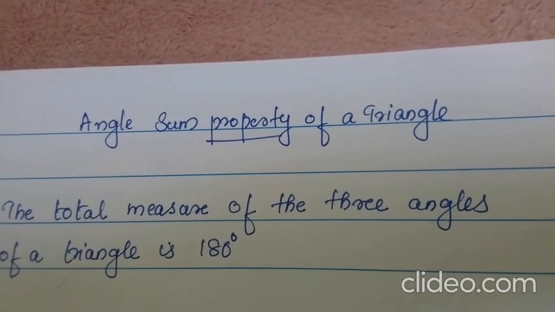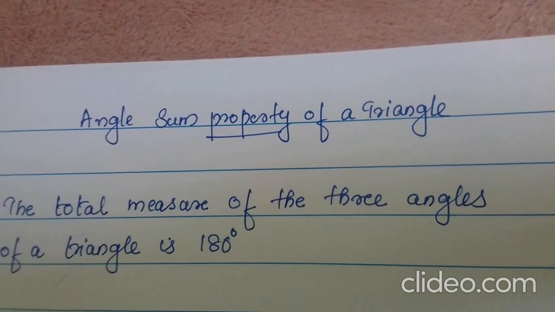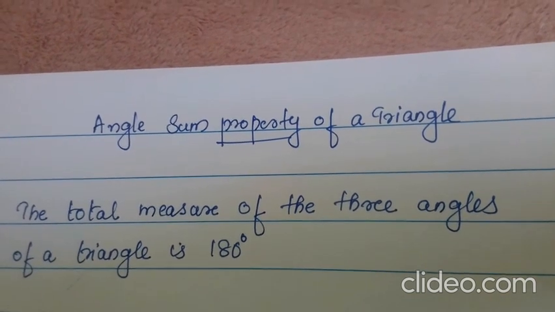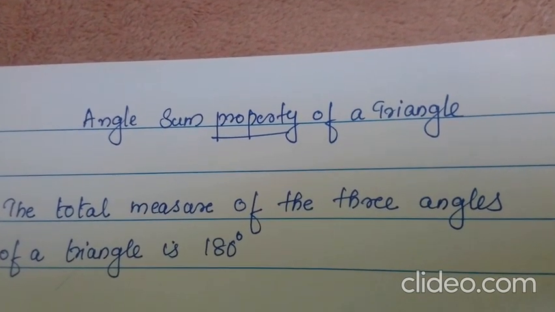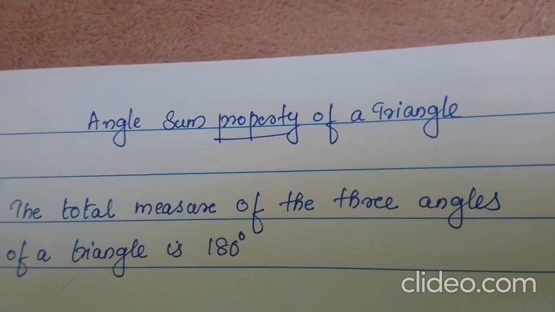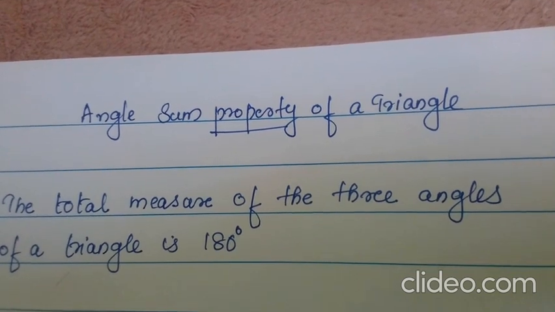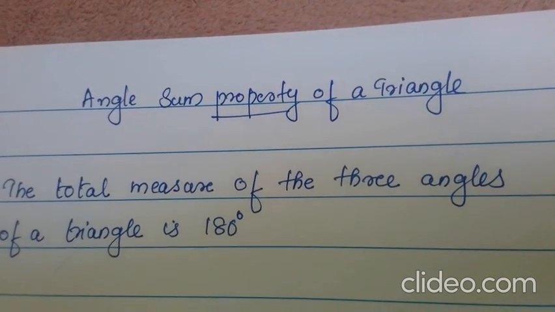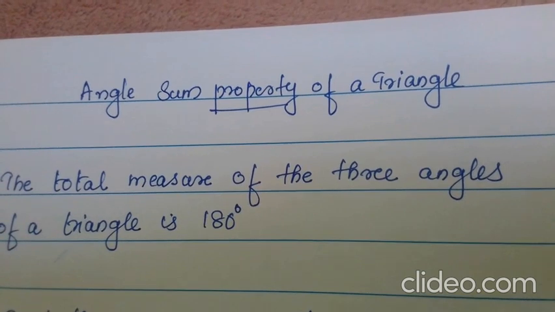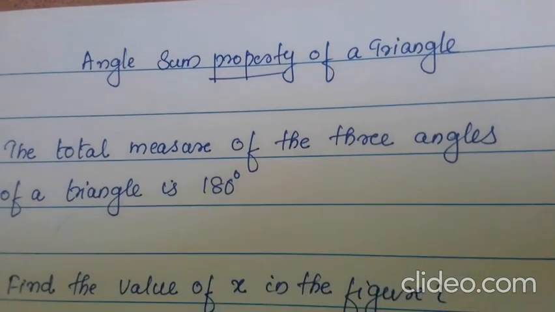Next we are going to study angle sum property of a triangle. What is angle sum property? The total measure of the three angles of a triangle is 180 degree. That is the angle sum property. Look at the figure over here. Find the value of x in the figure. How to find the value of x in the figure?